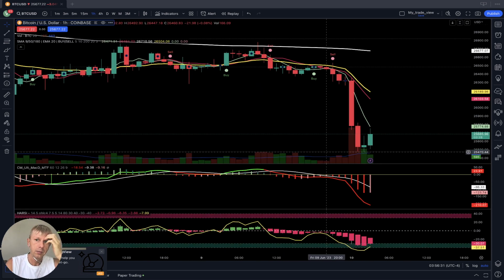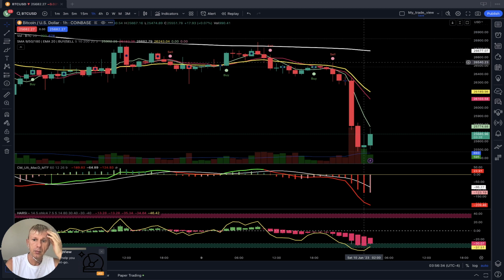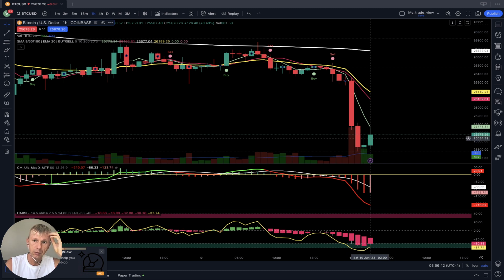1 hour time frame, similar, very negative, very bearish. You see, it was very oversold, and in the last 2 hours, it did bounce from that oversold state. And it was disconnected from 20, it definitely wants to connect back to 20.